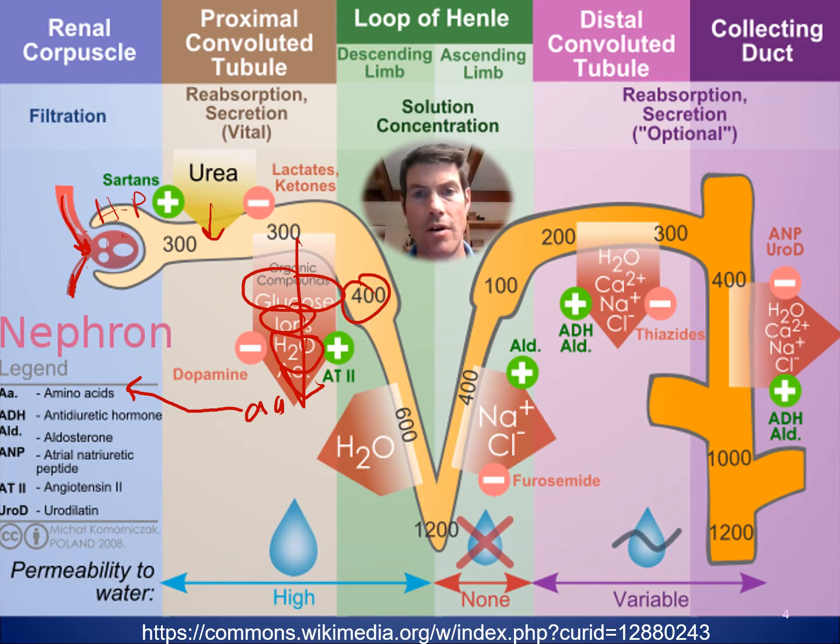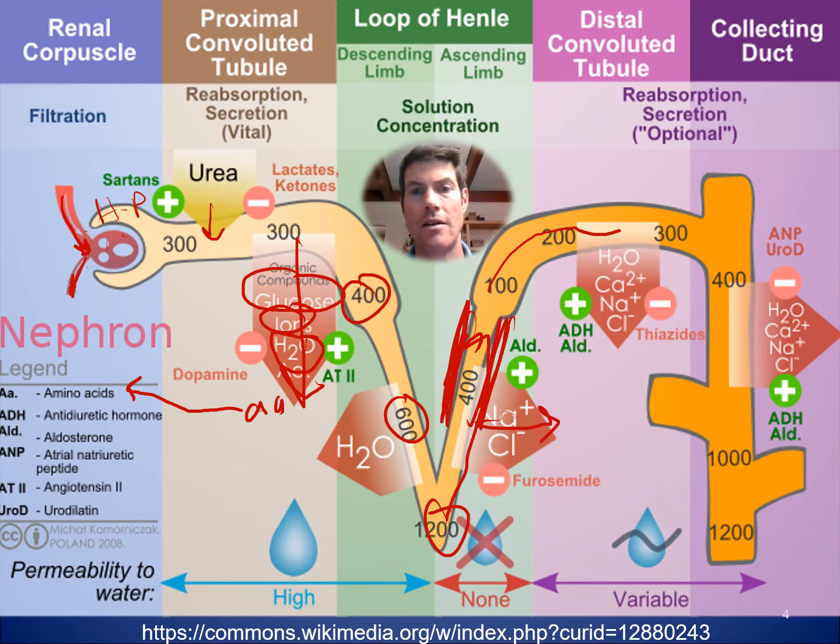And then you see 400, 600, 1200 getting more concentrated. But as we go up, look at these numbers. Less and less concentrated as the sodium leaves. But remember here, water cannot get out of the ascending limb. And then we go into the collecting duct here. Again, we're going deeper in the medulla. And this is becoming a bigger gradient. So more concentrated. It's pulling out water from the collecting duct right there.